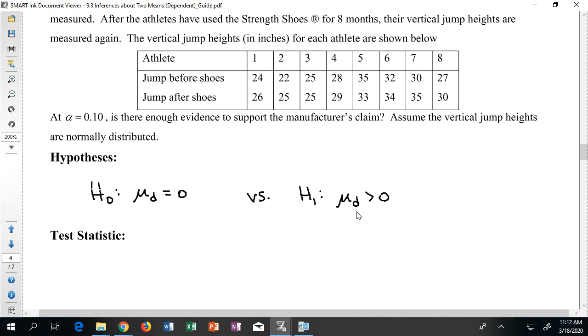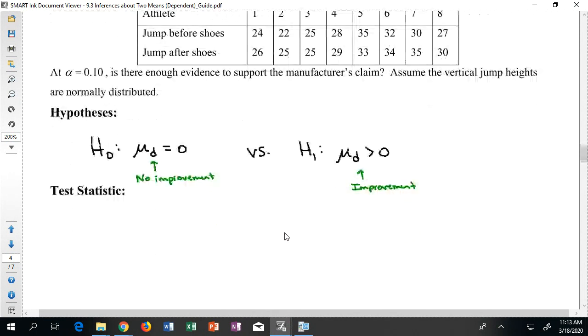Remember that if there's a difference between these values that's positive, then that meant that there was an improvement, that the shoes actually helped. And if I got a difference of 0, that's like person number 3. That means that there is no improvement. There's not a loss or anything, it's just no improvement. Okay, so these are what I'm deciding between. And I'll very often encourage you in this section to write down in words as well as symbols what your hypotheses actually mean.